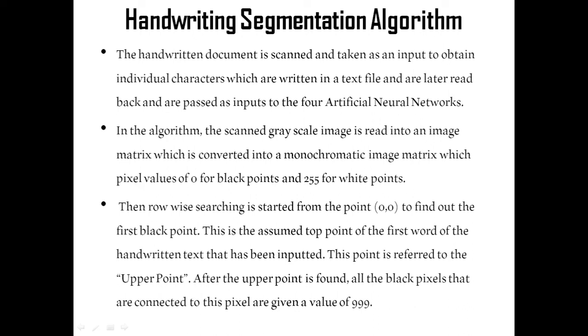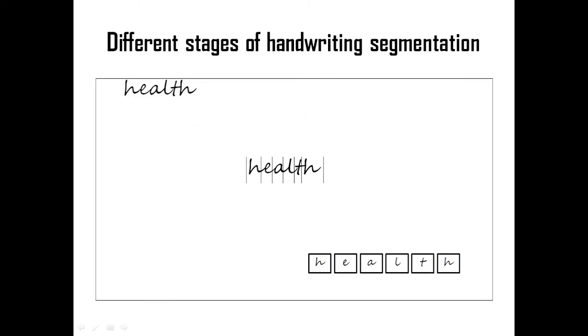Then row-wise searching is started from the point 0, 0 to find the first black point. This is the assumed top point of the first word of the handwritten text that has been inputted. This point is referred to as the upper point. After the upper point is found, all the black pixels that are connected to this pixel are given a value of 999. These are the different stages of handwriting segmentation.